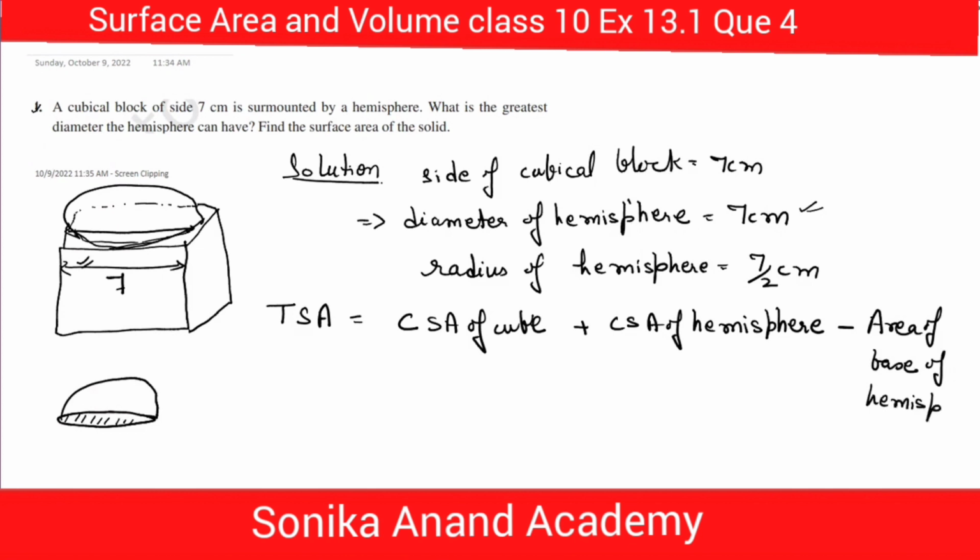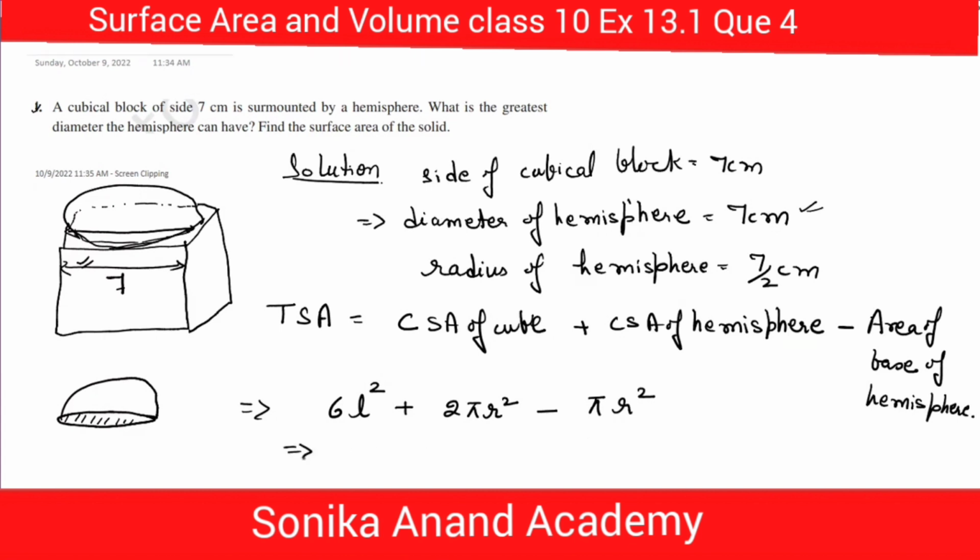So when there are these types of questions, what is the surface area of the cube? That is 6 l square. The curved surface area of the hemisphere is 2 pi r square, because for the sphere we have 4 pi r square, so for the hemisphere it is 2 pi r square. And for the area of the base, remember the formula pi r square. Whenever we have to find the area of a base, we use pi r square, that is the area of the circle.